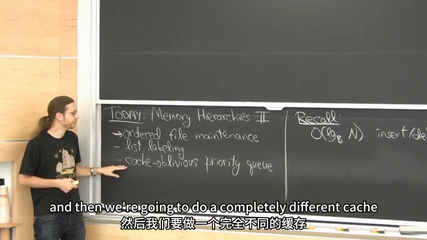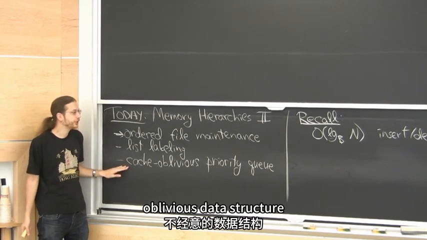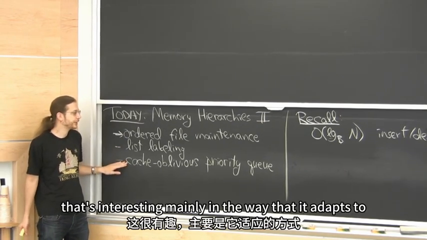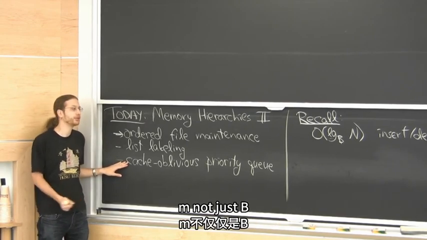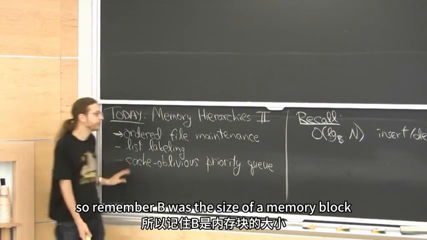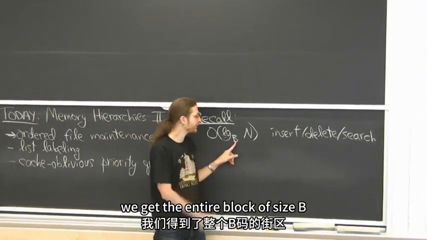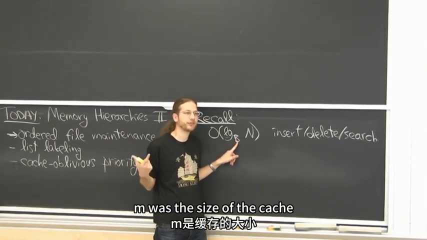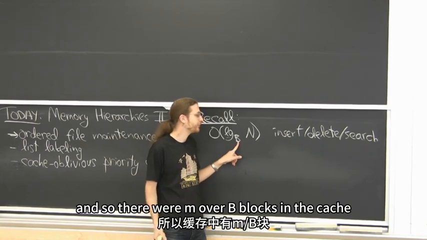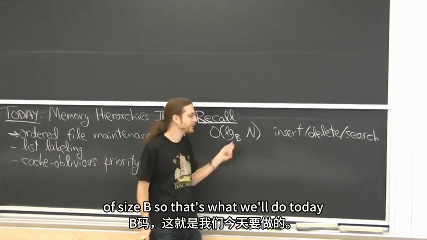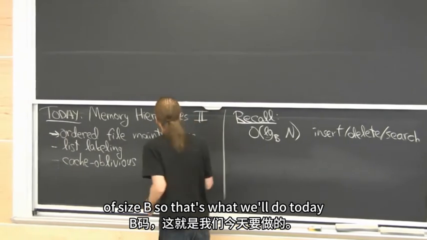And then we're going to do a completely different cache oblivious data structure that's interesting mainly in the way that it adapts to M, not just B. So remember, B was the size of a memory block. When we fetch something from memory, we get the entire block of size B. M was the size of the cache. And so there were M over B blocks in the cache of size B. So that's what we'll do today.